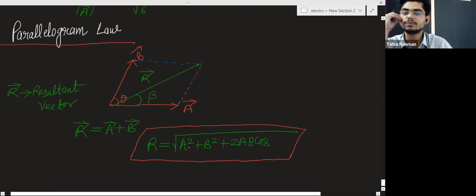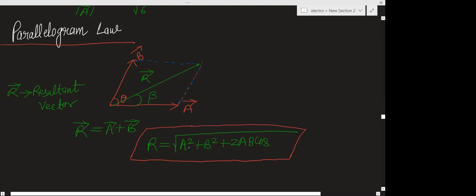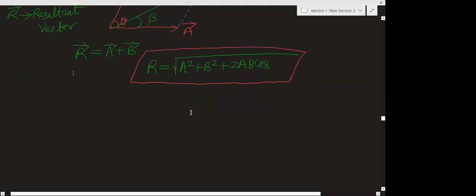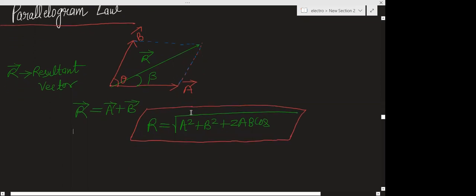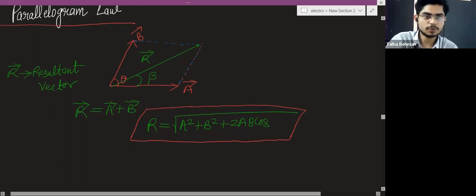Are you familiar with this formula before? Parallelogram law? No, I just studied it in this chapter. We didn't study it last year. I don't remember studying this. Okay, no problem.